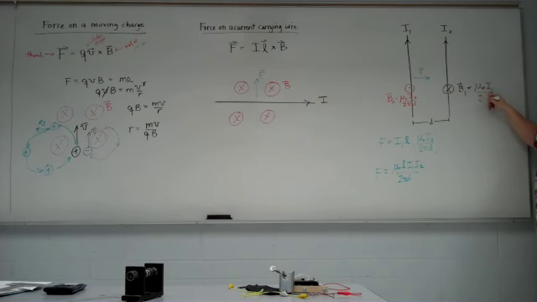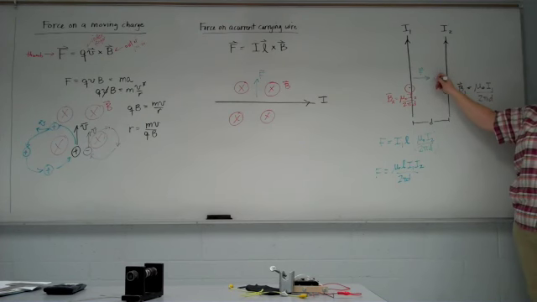Direction of the force, if we do the right hand rule, put my fingers in the direction of the current. I need to twist my wrist so that the magnetic field vector points out of my palm. So I twist my wrist that way. My thumb points to the left. The force on this wire is to the left.